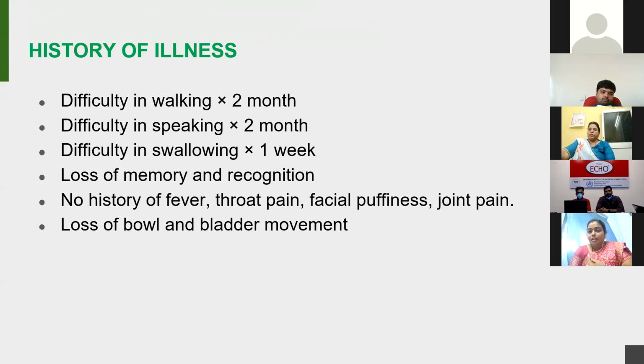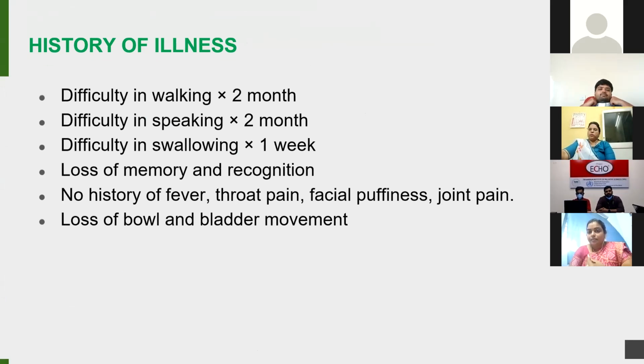History of illness. At the time of admission, she had difficulty in walking for around 2 months, difficulty in speaking for 2 months, difficulty in swallowing for around a week, loss of memory and recognition, and loss of bowel and bladder control, though she had no history of fever, throat pain, facial puffiness, or joint pain.